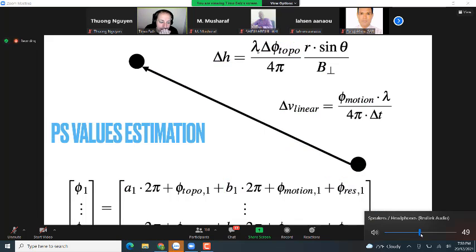Now, I'm running out of time a bit. Let me still go to the next two slides, to show how that all plays together. So that's how we get from a connection between 2 points to the estimated height difference, the linear velocity difference, and the atmospheric vector between them.